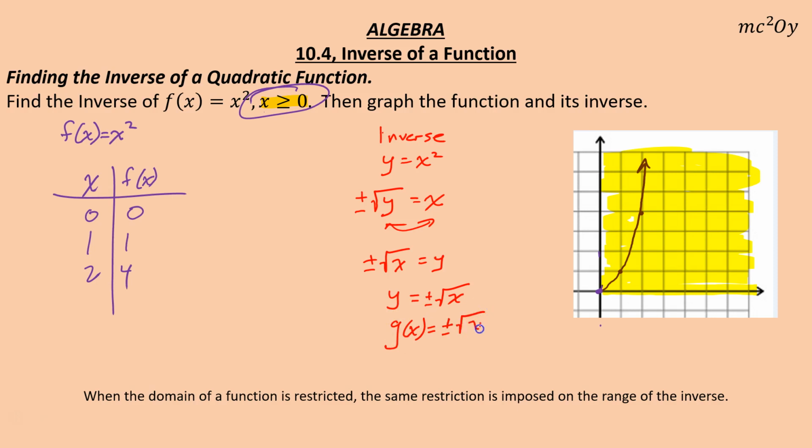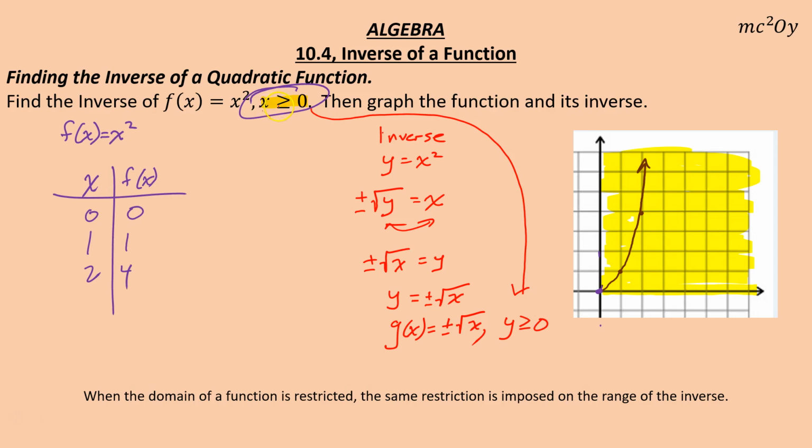Now here's the deal. We had a restriction. Our restriction on our original function was a restriction on the domain, or a restriction on x. We have a restriction here. However, the restriction is no longer on x. Just like x and y change in inverses, your domain and range change. Your restriction is on y.